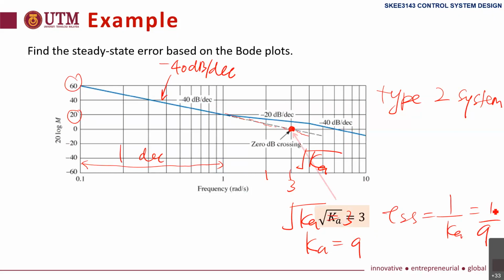Therefore, we can calculate error directly from the Bode plot, by finding Kp, Kv, and Ka. So the important message today is Bode plot can be related. There is a relationship between the Bode plot in the frequency domain and also the specification in the time domain. These are important in order to design a controller and also for analysis.